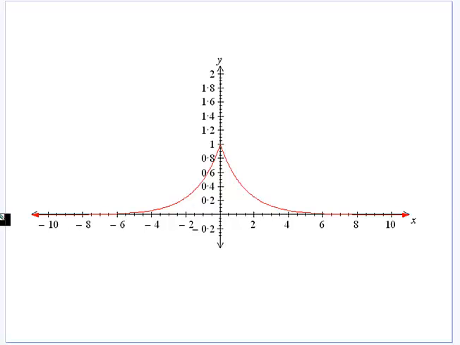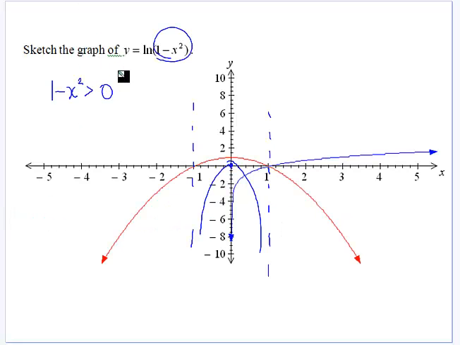And the same thing happens on the left hand side. Next, natural log of 1 minus x squared. So what is 1 minus x squared?